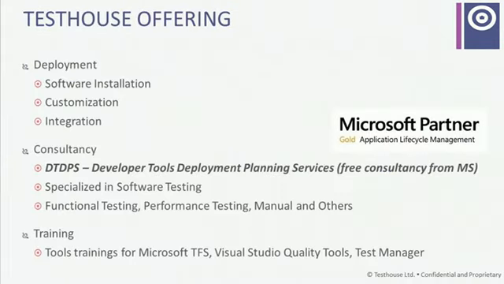Okay, so that concludes my demonstration for today for web testing, but there's just one or two other things to mention, particularly this thing called DTDPS, which is for Developer Tools Deployment Planning Services. Every time you buy a license from Microsoft, they give you these points, which you can then use for consultancy. And one of the plans that they have is this thing called DTDPS. So if you buy Visual Studio, let's say, or Team Foundation Server, you will get automatically several days of consultancy depending on what level of license that you buy.